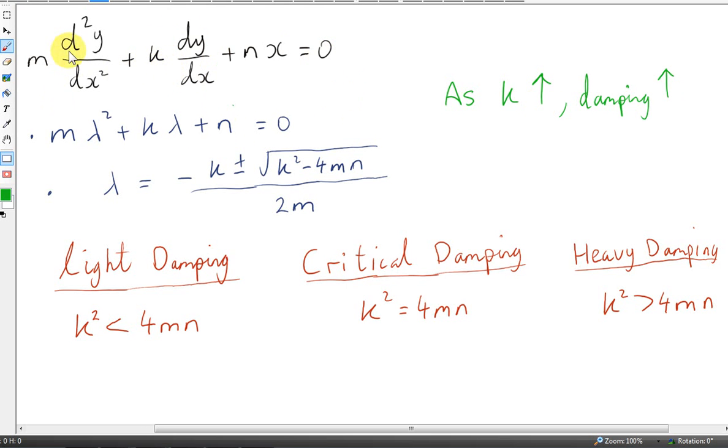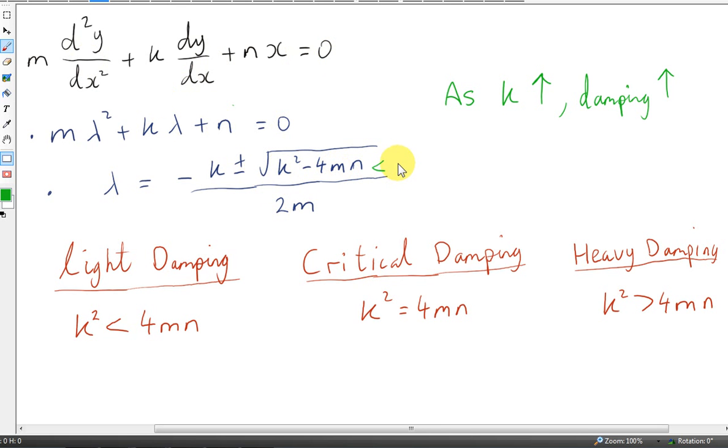Here is the auxiliary equation that goes with the differential equation. We use the letter lambda instead of k because k is already taken up as the damping coefficient. We solve for lambda and we can then form the solutions of this differential equation. The types of solutions that we get depend on the nature of the roots of the auxiliary equation. So the nature of lambda depends on the discriminant that's inside the square root sign.